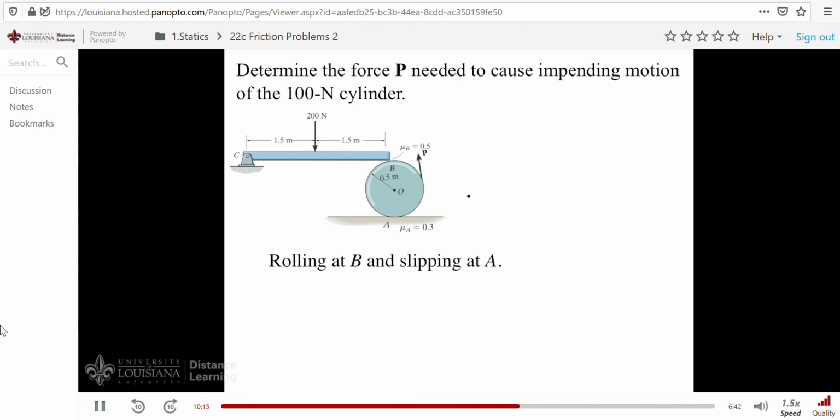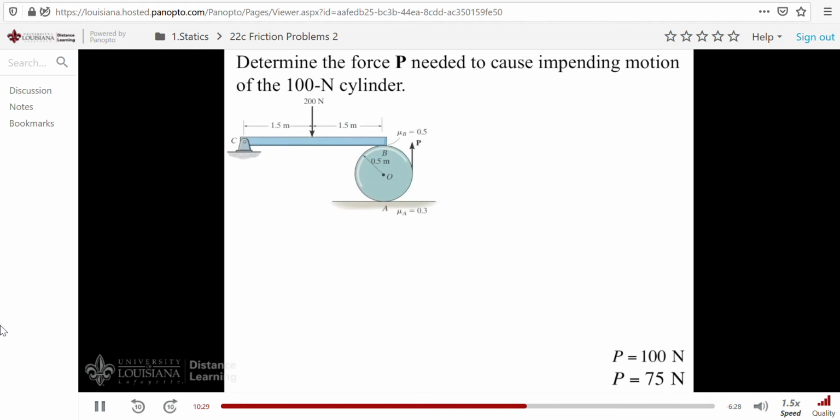Now there is a possibility that the cylinder could slip at both places at the same time, but that would be a very lucky incident. It'll either slip and roll at one point and not the other. And so here's our problem, and now we're going to analyze it and see exactly what happens. To do it, we have to draw the free body diagram of each member. And on the beam, we have the 200 Newton load.